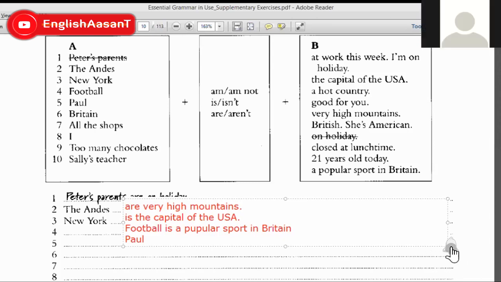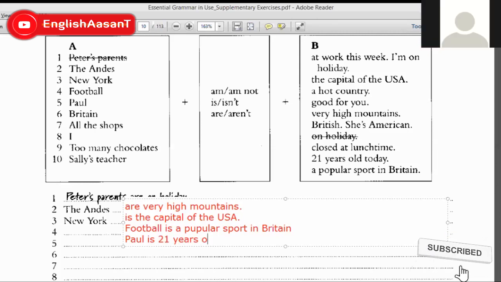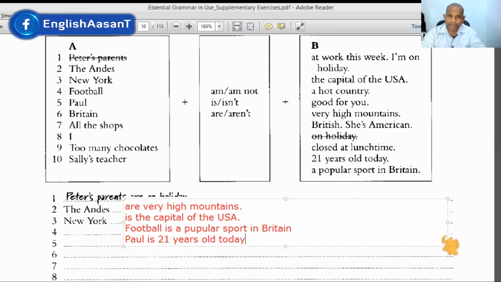Paul. He is 21 years old today. Okay, how about the next one?